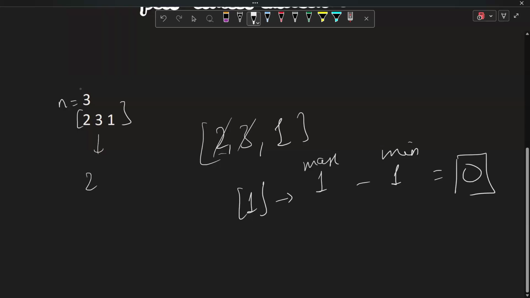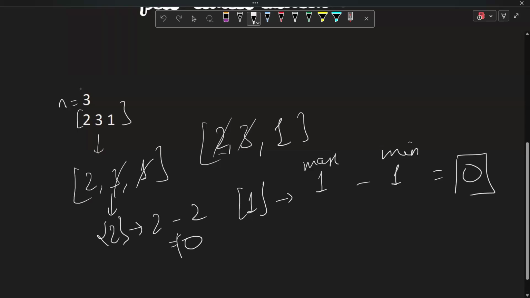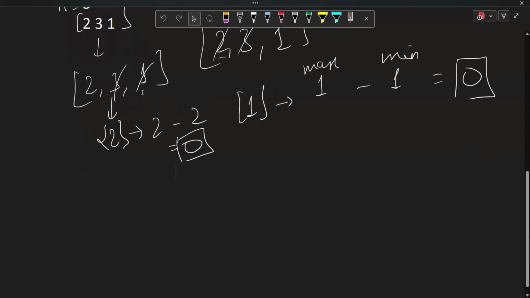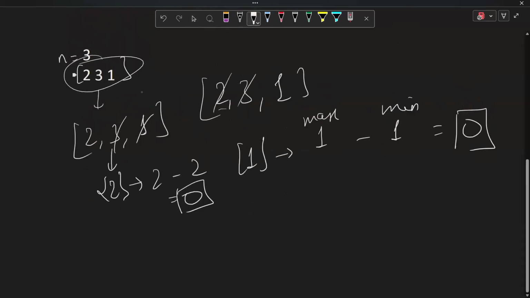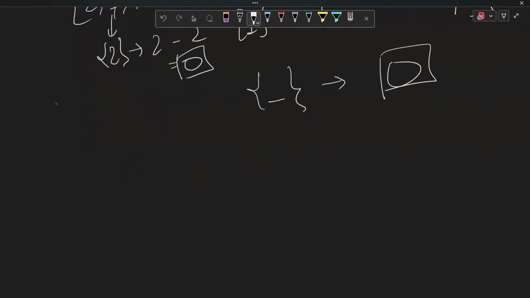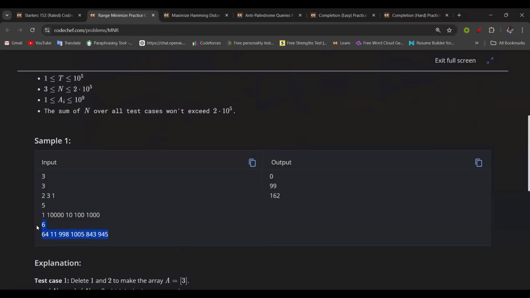And if you, let's suppose, deleted the second and third element, then your array would be just 2. Here again, maximum is 2, minimum is 2, your range is again 0. So for this case where the array size is 3, you can just delete any two elements. And for any array of a single element, whatever that element is, its range would always be 0. But what if n is greater than 3? Like let's take the second or the third test case, where n was greater.